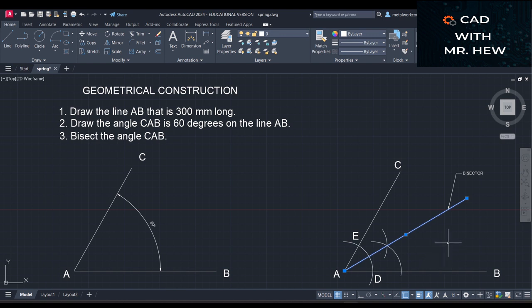This brings us to the end of today's video. In today's video, we bisected a given angle. The angle for today's video was 60 degrees, but for any angle that you have, even if it's 105 degrees, the same principle would hold.